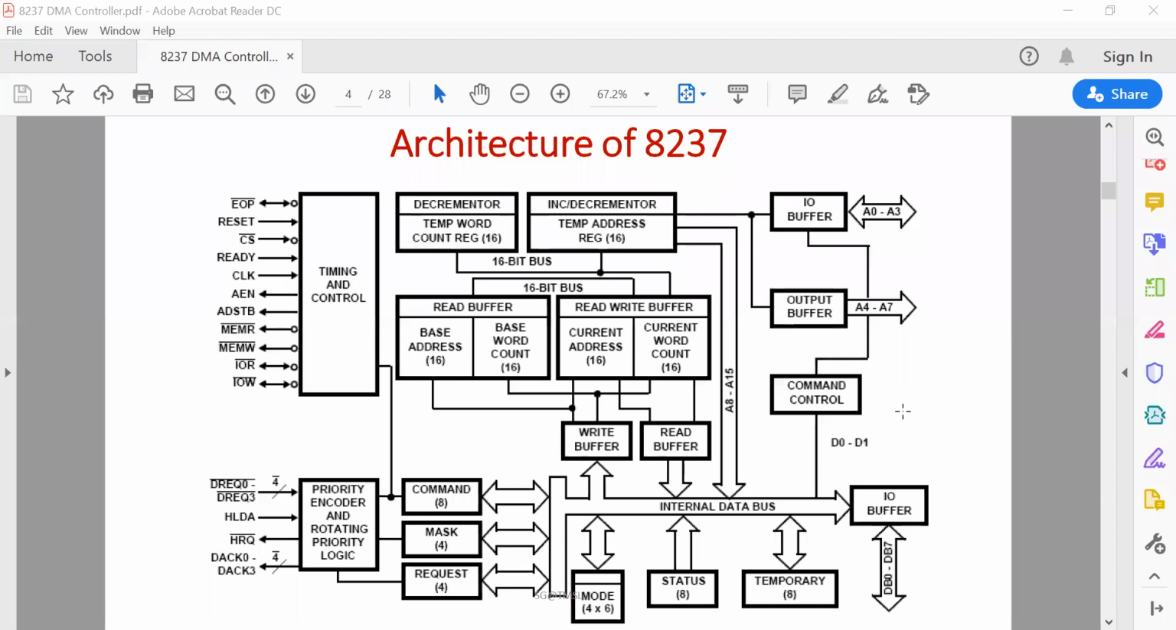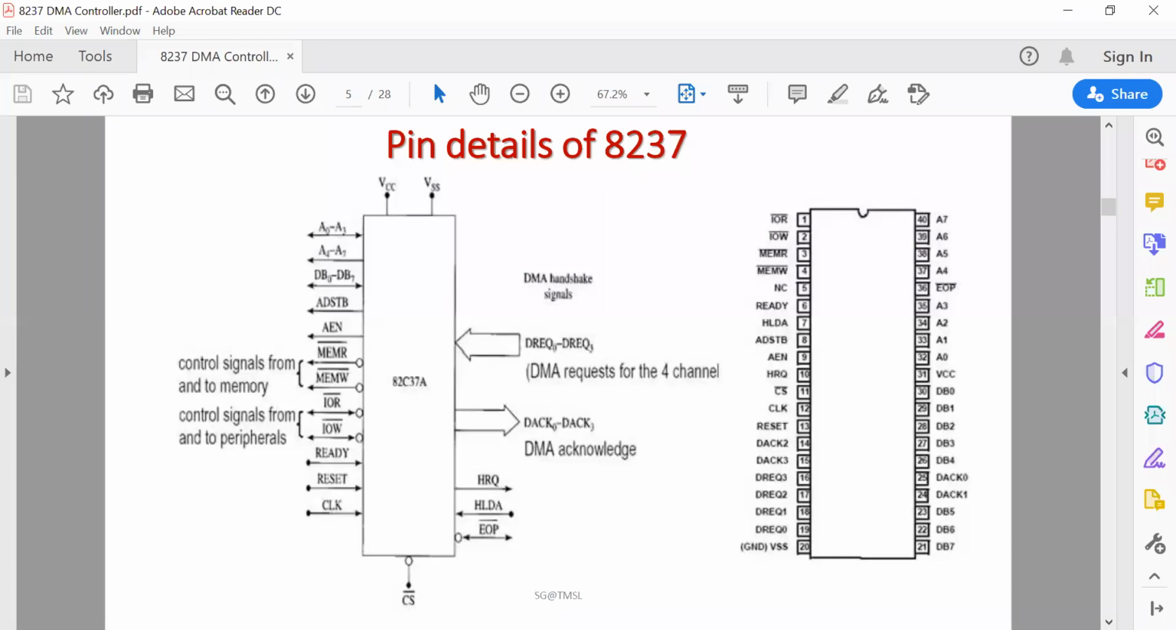Okay, so going to the next topic, that is the pin details of the 8237 DMA controller.